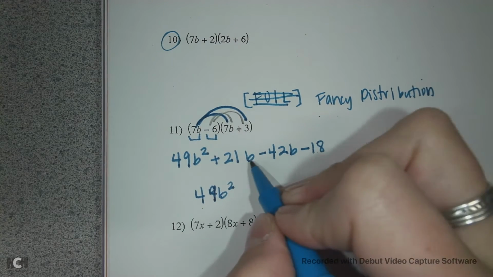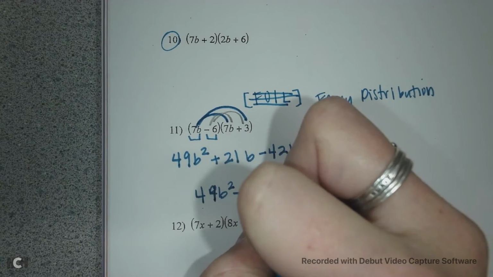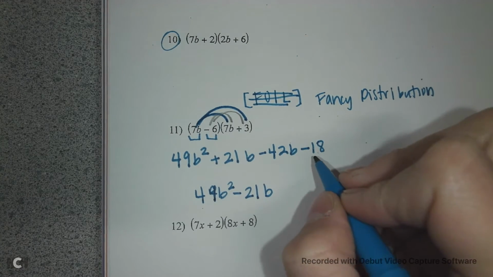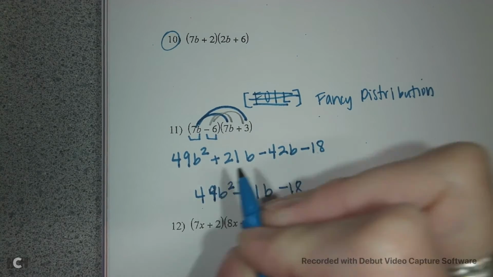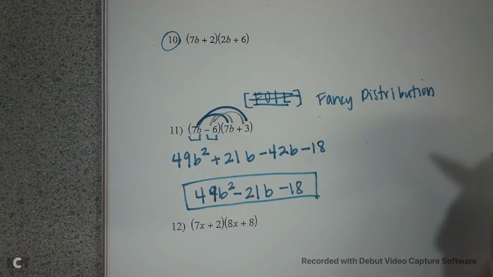And then I have these 2 guys, and they can be combined. So we're going to do positive 21 minus 42. So we have negative 21b. Remember, when we add and subtract, that variable stays the same. And then we have negative 18. Ta-da!